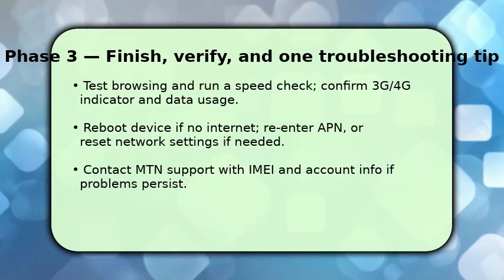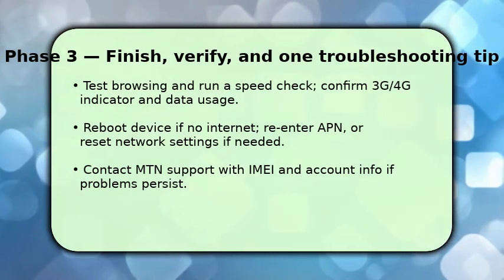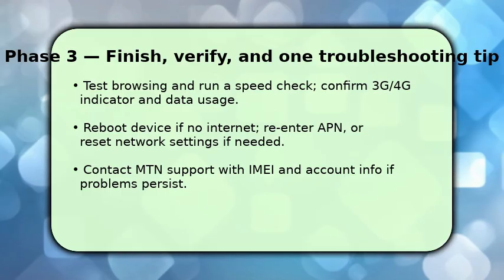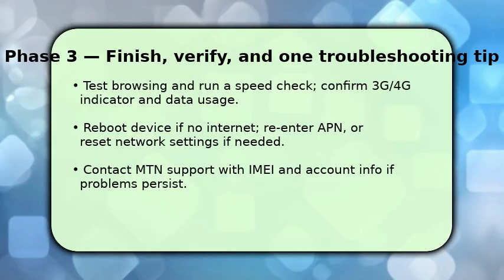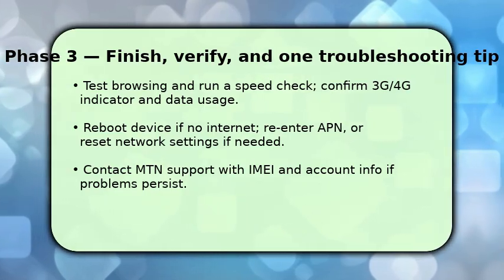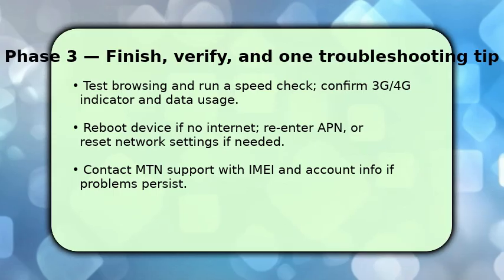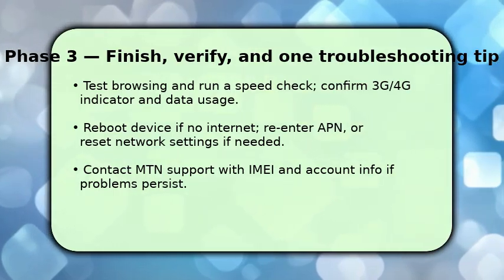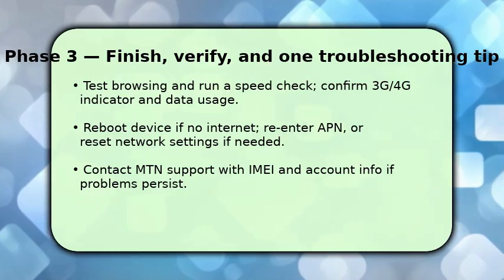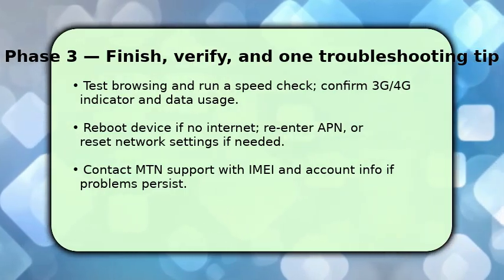You finish by validating connectivity. Open a browser and load a page, or run a speed test to confirm expected 3G or 4G speeds. If pages fail to load, reboot the phone first, then reopen APN settings to verify every character matches MTN values. If still offline, reset network settings to default and recreate the APN.